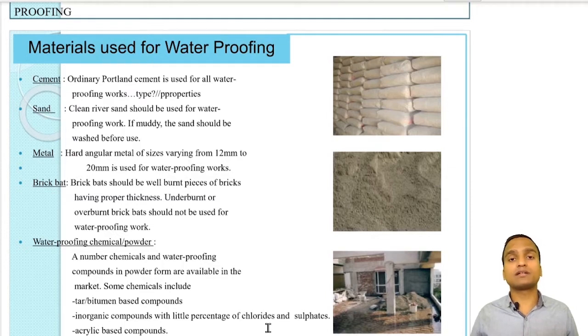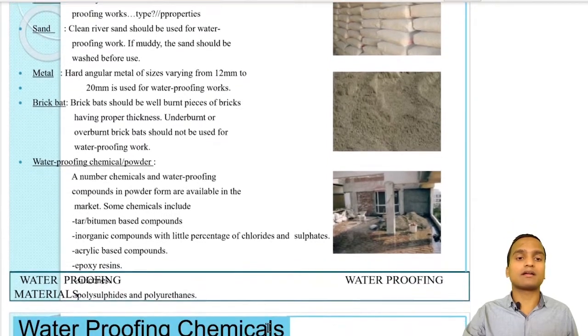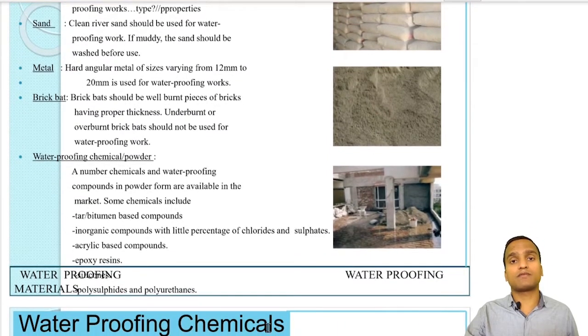Now there are different types of waterproofing chemicals and powders that are available in the market, and those are also profoundly being used for waterproofing treatment. And some of the chemicals include, the first one will be, of course, tar and the bitumen based compounds, which we also use in the construction of roads. And then comes the use of inorganic compounds with a little percentage of chlorides and sulfates.